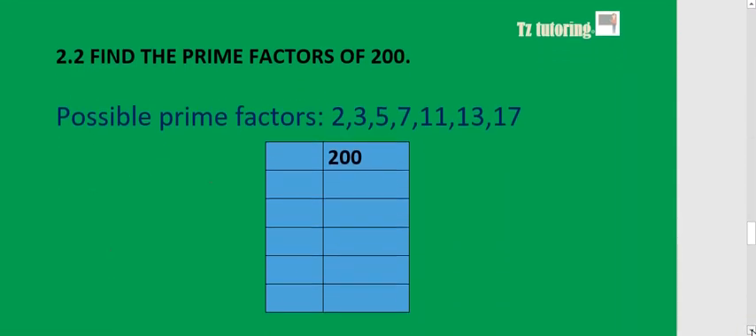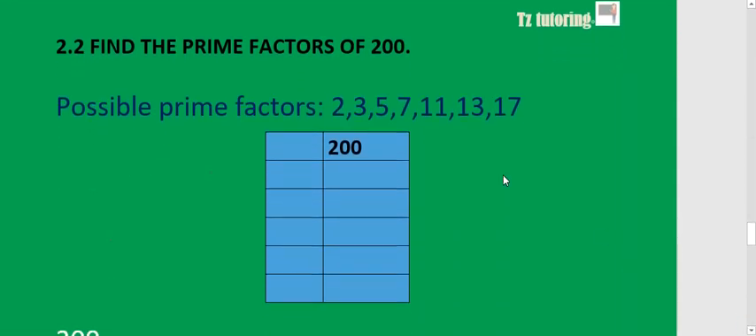Prime factors. Now, prime factors are obviously prime factors of prime numbers only, okay? So if we want to find the prime factors of a number, then we need to use the prime numbers there. Okay, let's start. Can we divide 200 by 2? Yes. If you divide 200 by 2, you get 100. Can you divide 100 by 2? Yes. If you divide 100 by 2, you get 50. Can you divide 50 by 2? Yes. If you divide 50 by 2, you get 25. Can we divide 25 by 2? No.